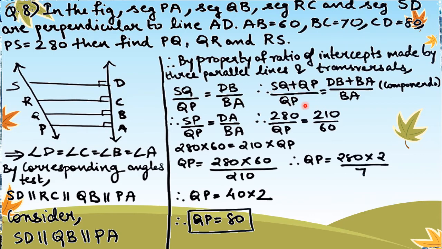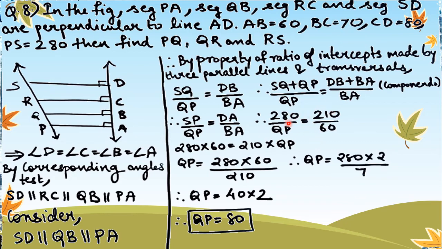So SQ plus QP upon QP is equal to DB plus BA upon BA. The aim is to get PS over here, so accordingly choose three parallel lines. SP upon QP is equal to DA upon BA. Now substitute the values. SP is 280, QP is what we have to find, and this is 210 because DB is DC plus BC, and hence DC plus BC is 80 plus 70, and then BA is 60.